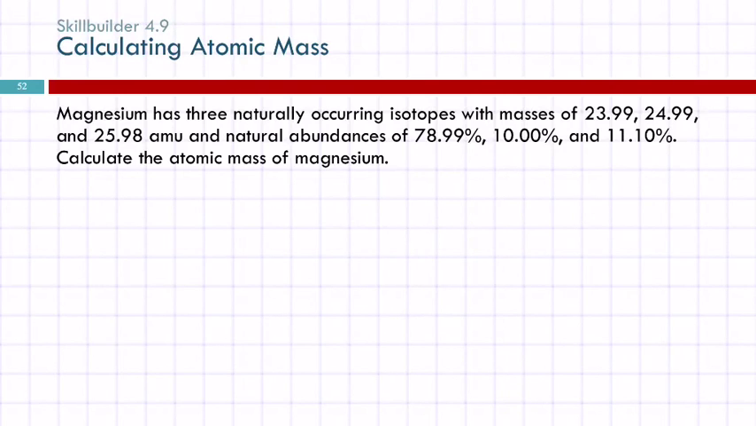So the first one is 78.99%. So dividing that by 100 to make it into a fraction, 0.7899, times its mass. So the first one is 23.99 atomic mass units.